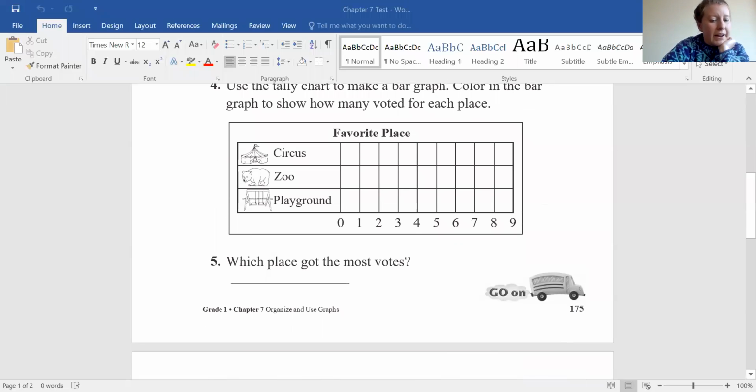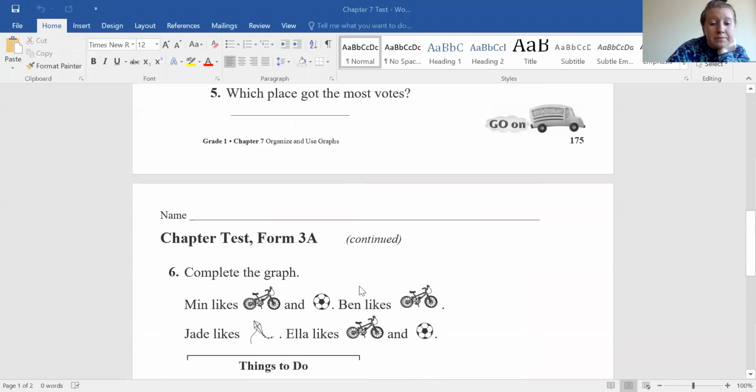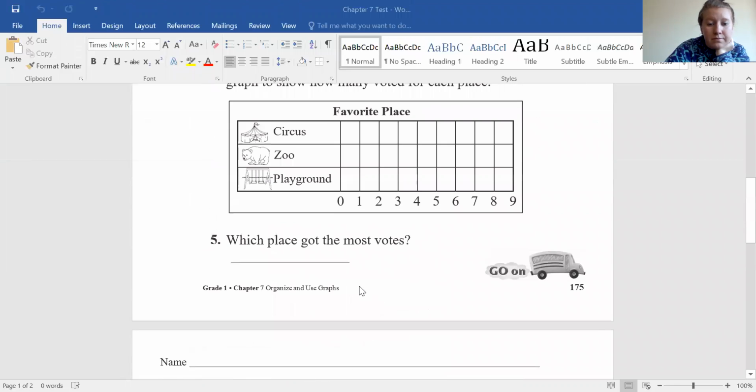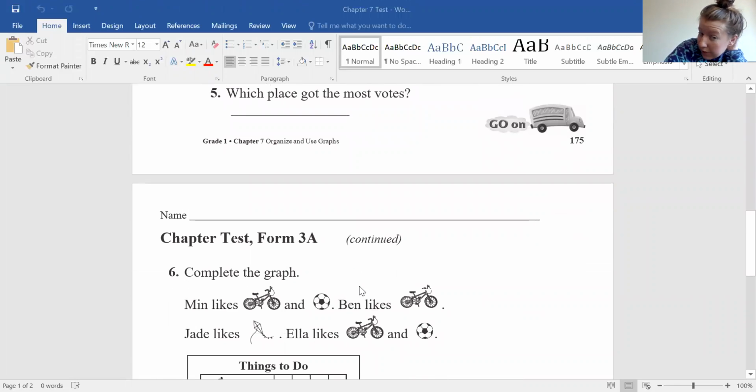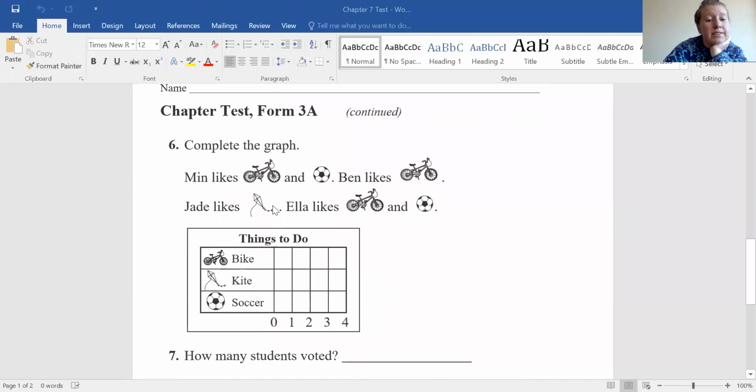All right, number 5. Which place got the most votes? Was it circus, zoo, or playground? Write the name of the place that got the most votes. Good. All right, now we're moving on to the next page.